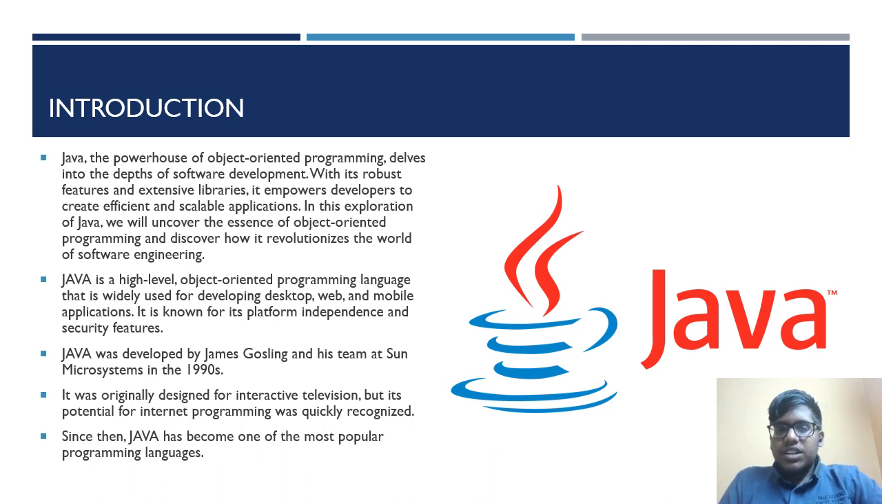software engineering. Java is a high-level object-oriented programming language that is widely used for developing desktop, web, and mobile applications, also known for its platform independence and security features. It was developed by James Gosling and his team at Sun Microsystems in the 1980s. It was originally designed for interactive television, but its potential for internet programming was quickly recognized. Since then, Java has become one of the most popular programming languages.